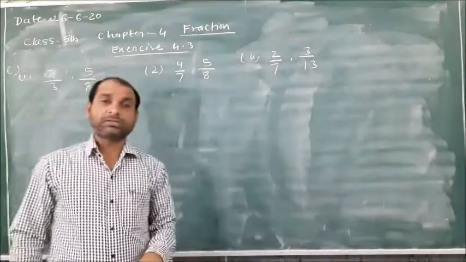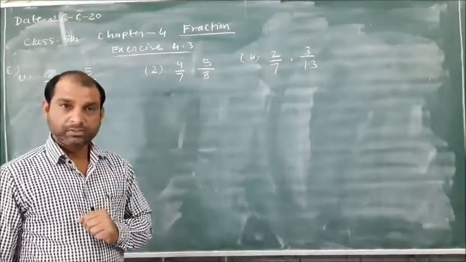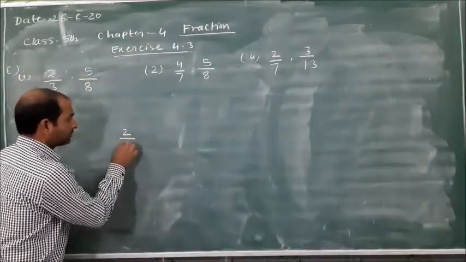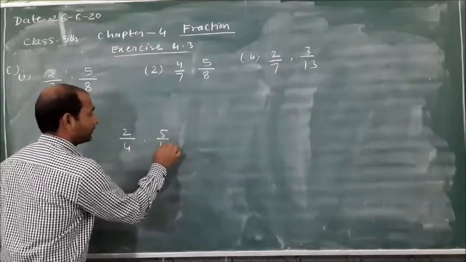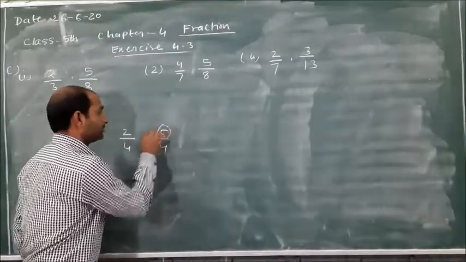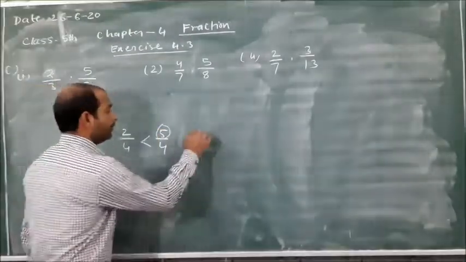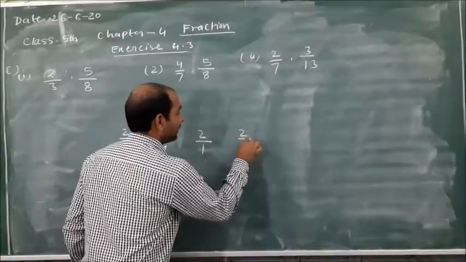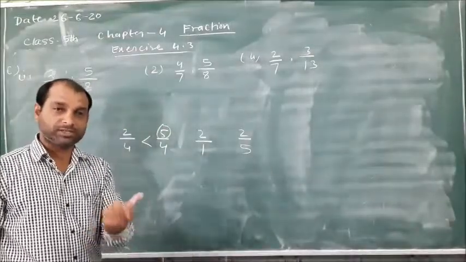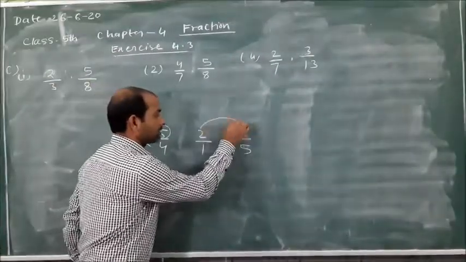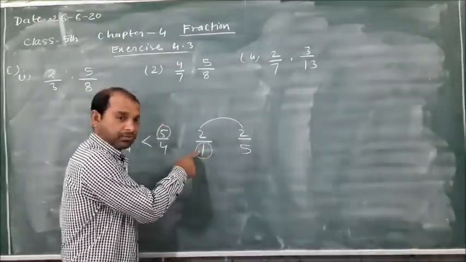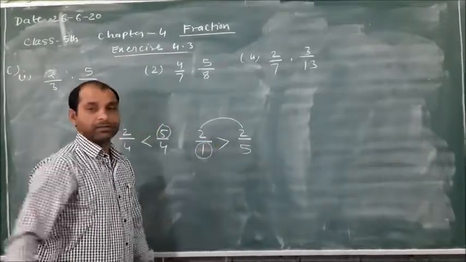We compare the numbers in three types. First type, if the denominator is equal, whichever numerator is greater, that fraction is greater. If the numerator is equal, then whichever denominator is smallest, that fraction is greater. Here the denominator is 1, this denominator is smallest, so this fraction is greater.